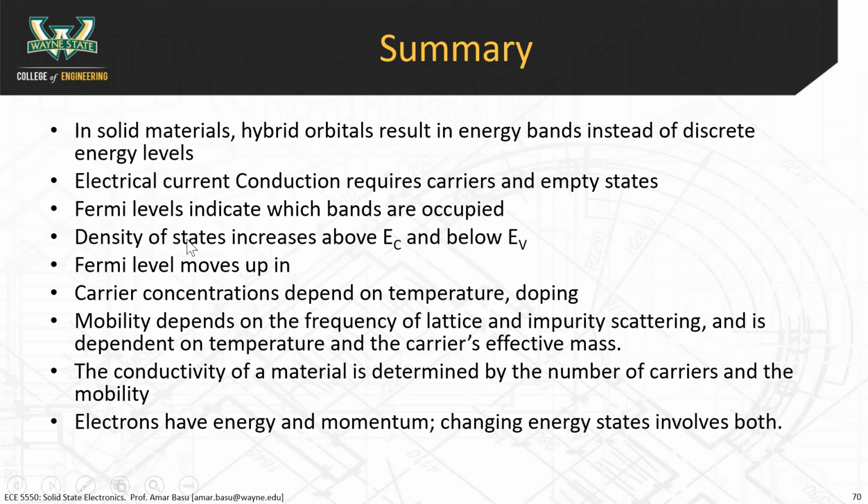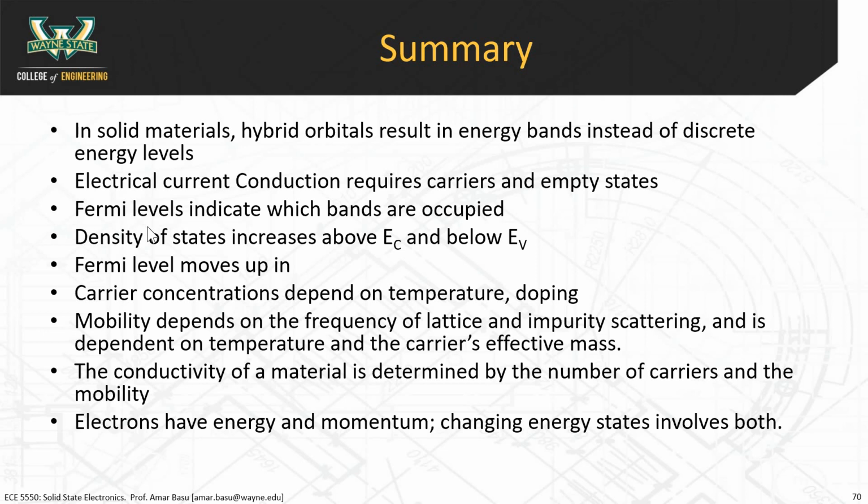We talked about density of states. The Fermi levels and the density of states, along with Fermi functions, were the two things that allow us to calculate the carrier concentrations of a material. The carrier concentrations also depend on the doping and the temperature. The mobility depends on the frequency of lattice and impurity scattering, and it depends on the temperature and the carrier's effective mass. That's really important. The mobility depends on how much the electron is bumping around, and there are two ways that the electron can bump around.